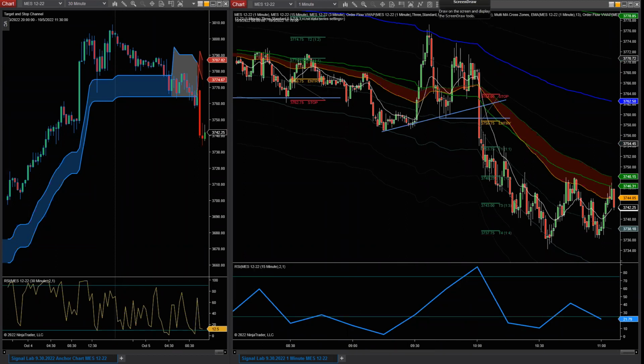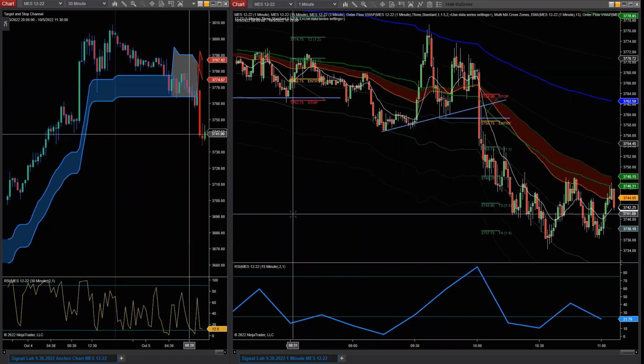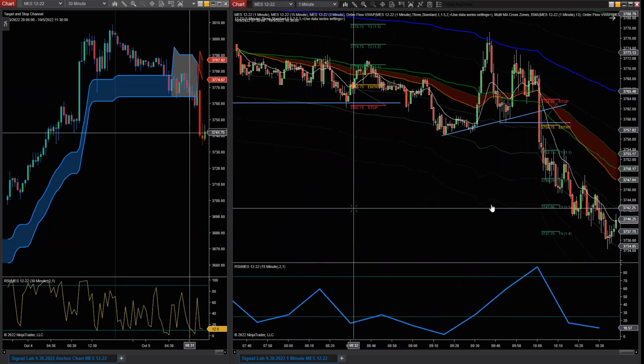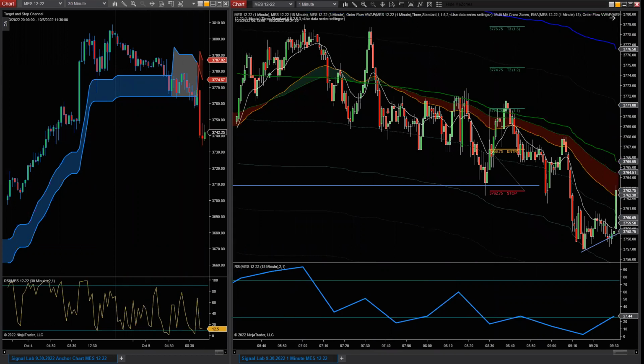So for example, let me show you a pattern that I would look for. What I try to do is I line myself up with the larger time frame. So whether it's swing trading or day trading. So if I'm day trading, I'm going to typically look at a 30-minute chart as an anchor chart. Okay, this is my anchor chart.